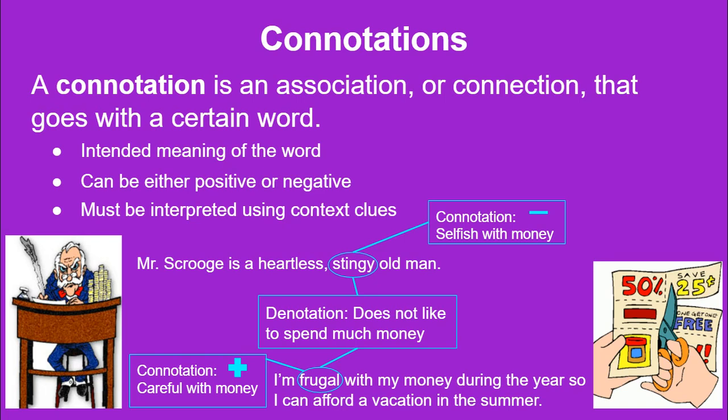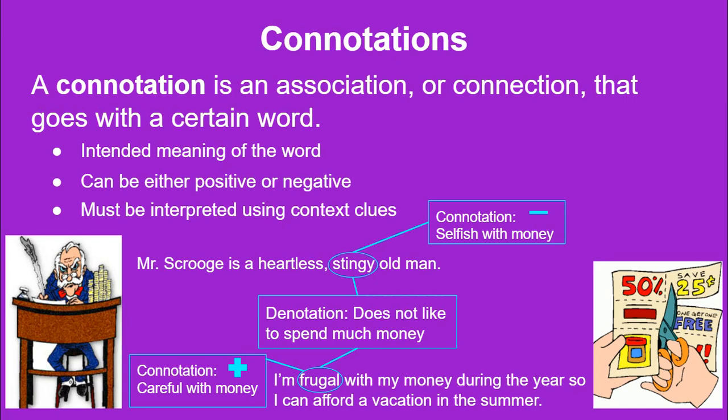So frugal can be positive because you're not being selfish with your money, you're being careful with it because there's something you want to spend your money on later. Whereas being selfish is, being selfish. It's not good. So if you look at the context in the sentences, Mr. Scrooge is a heartless old man. Heartless means he's cruel, he's mean, he doesn't care. So stingy, you could kind of assume is going to be negative just based on the way it's used in the sentence.